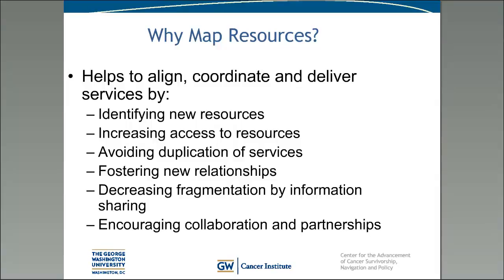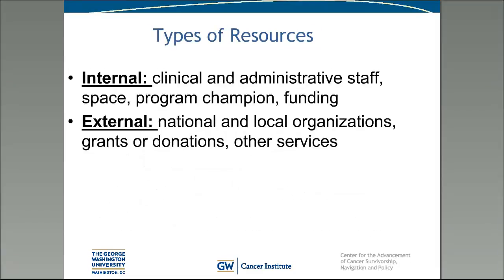Resource mapping can decrease fragmentation by sharing information so everybody's all on the same page. And it can encourage collaboration and partnerships, which are increasingly important in our current economic situation, and can help improve programs and services. So there's two types of resources, those that are internal to your organization and those that are external to your organization. So those might be in the community or at the state or national levels. And we'll go into each of these a little bit.